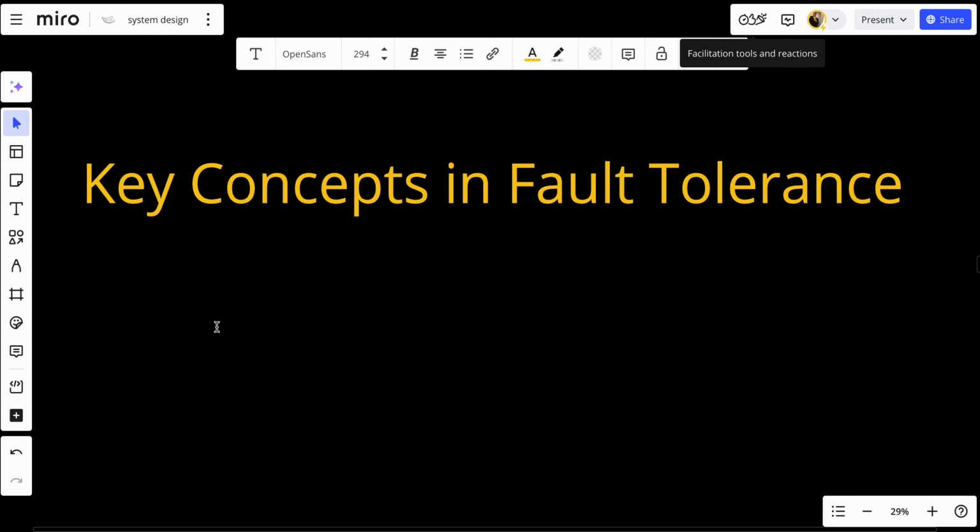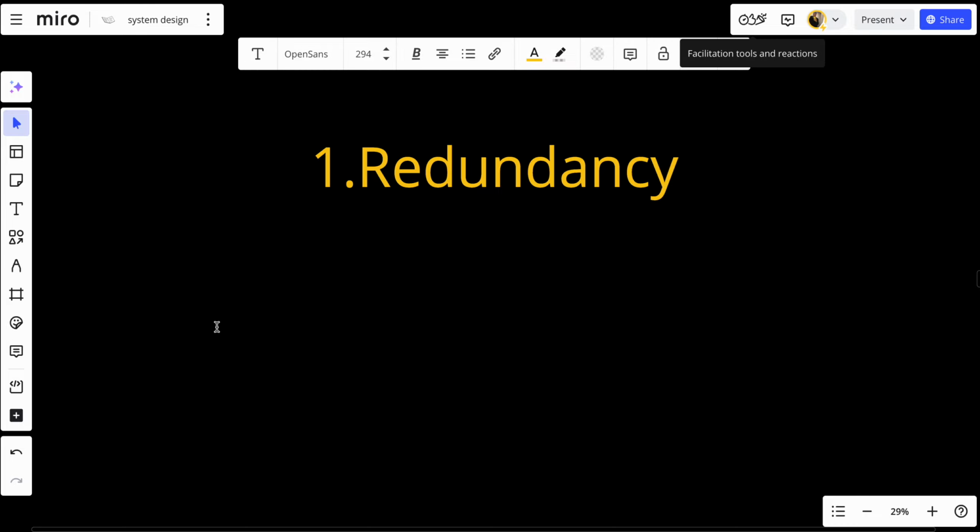Let's talk about key concepts in fault tolerance. The foundation of fault tolerance is redundancy. By having duplicate components like servers, databases, or even network connections, you ensure that if one fails, another is ready to take over. For example, cloud services like AWS or Google Cloud allow you to set up redundant servers across different regions. If one region experiences an outage, traffic can automatically be routed to another region without any disruption.